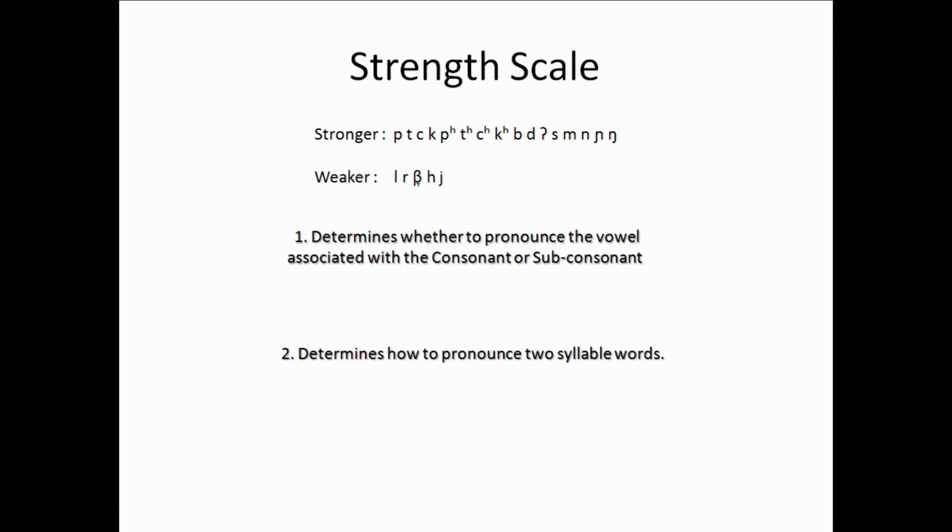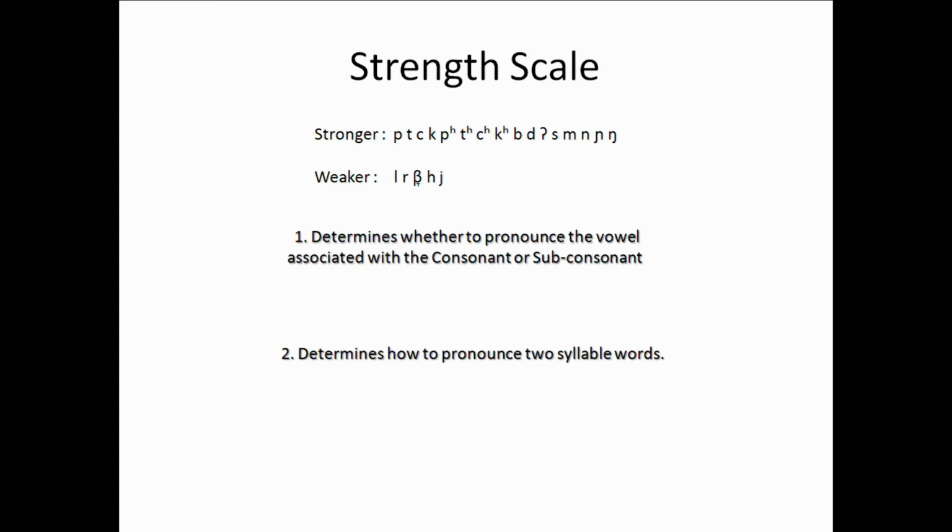Moving on, the two main purposes of the strength scale, and again, to my knowledge, the IPA strength scale is the only strength scale available. So another benefit of using the IPA system when learning Khmer. Alright, number one, we use the strength scale itself to determine when two consonants are placed together, which consonant to use. When two consonants are placed together, the second consonant pronounced has to be written in subconsonant form, correct?